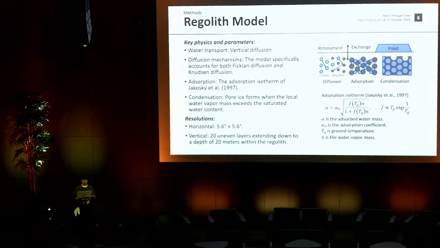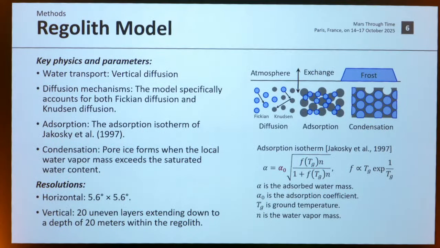So let me explain more about the regolith model. The water in the regolith is classified into 3 states in the model: water vapor, adsorbed water, and pore ice. And this model calculates water diffusion, adsorption, and condensation. For diffusion, we consider vertical diffusion following Fick's law, and we have 2 diffusion mechanisms. One is Fick diffusion, and the second is Knudsen diffusion.